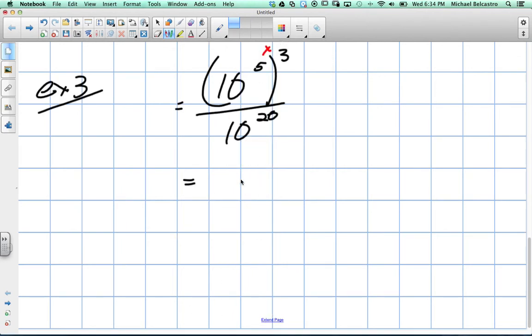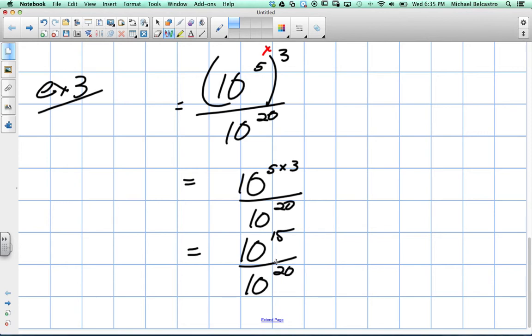Let's see if we can do it. You have a calculator? Okay. So I'll rewrite it so it looks like this. 5 by 3. Try that again. Yeah, that's right, 15. So we have 10 to the power of 15, okay, divided by 10 to the power of 20.